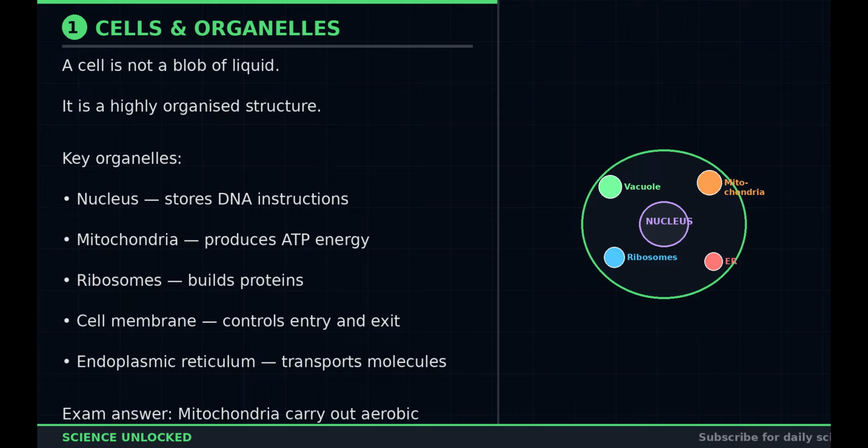The mistake students make is treating organelles as decoration. In an exam, when they ask what mitochondria do, the answer is not just make energy. The answer is, mitochondria carry out aerobic respiration, converting glucose and oxygen into ATP, the molecule cells actually use for energy. Adenosine triphosphate. Remember that name. Number 2.